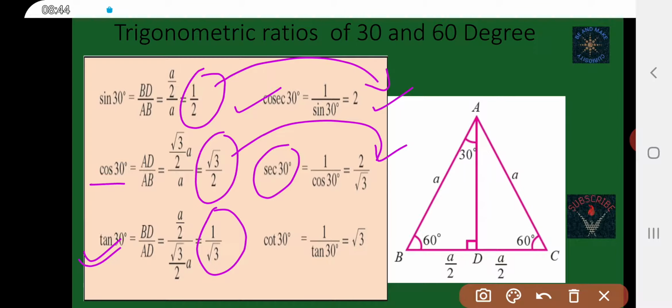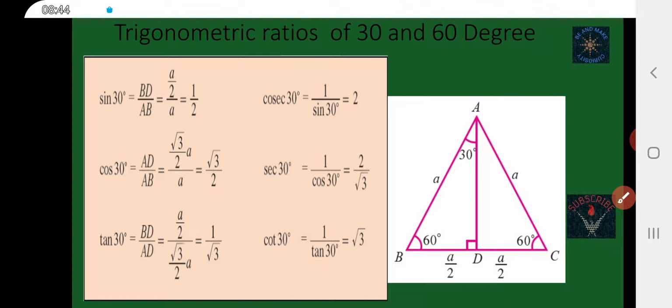Here tan 30 degree, find cot 30 degree. Okay, so cot 30 degree is reciprocal of tan 30 degree. So reciprocal of 1 by root 3 is root 3 by 1, or you just write root 3. Okay, so cot 30 degree is equal to root 3.